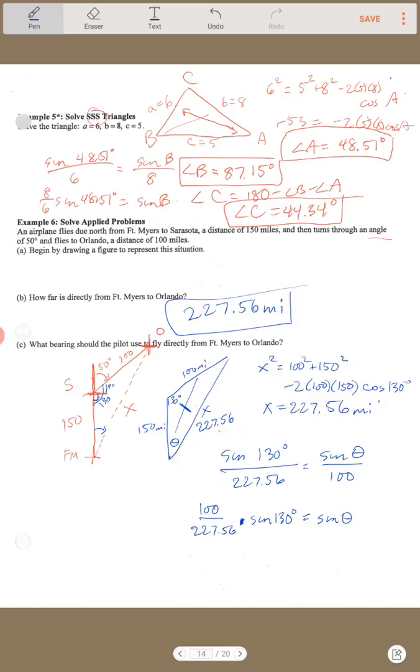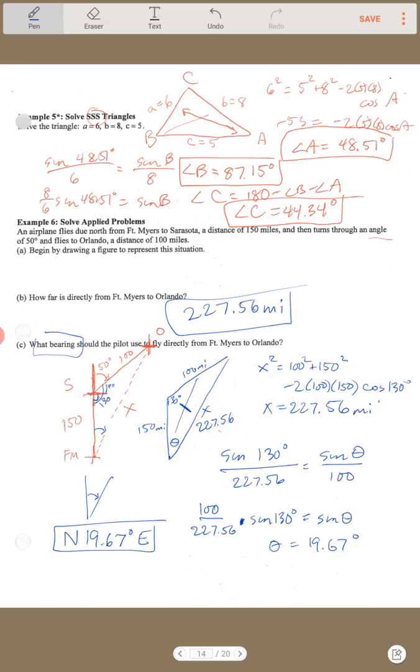So in your calculator, go ahead and enter 100 divided by 227.56. Multiply that by sine of 130 degrees. And then lastly, we need to arc sine that answer. So we get that theta is 19.67 degrees. Well, if we want to find the bearing, keep in mind we can give it in two different forms. One of those forms is saying, we're starting from the north and we're going in this direction, so that'd be north 19.67 degrees east. That's one way to say it.